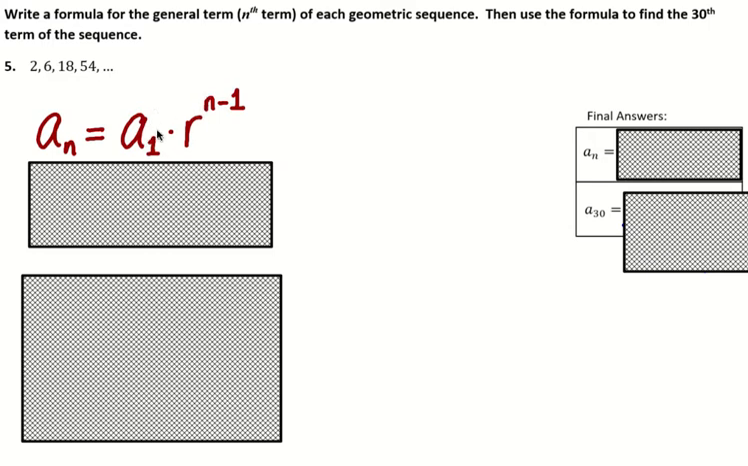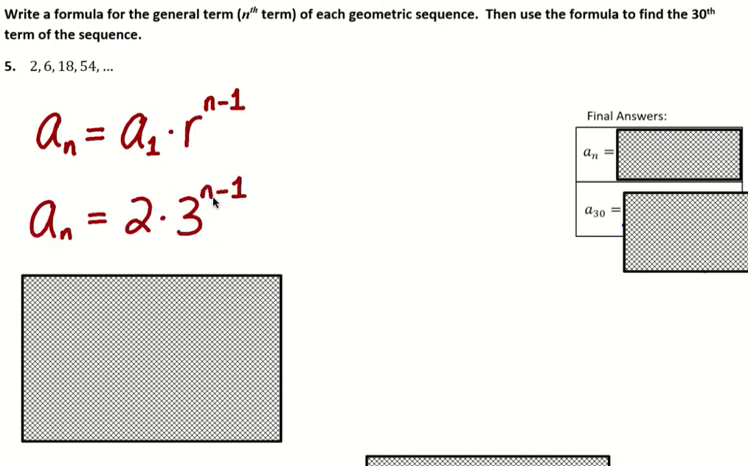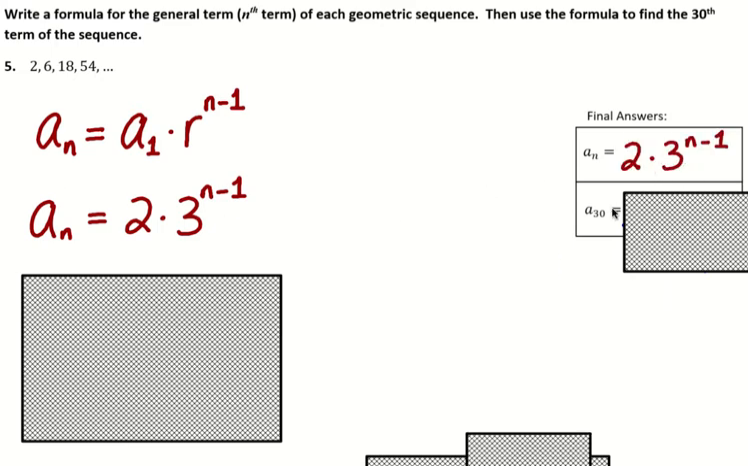You're going to plug in for a sub 1, so 2. You're going to plug in for r, which is obviously what? 3. If we're going 2 and then 6 and then 18 and 54, the common ratio is obviously 3. And if there's any ever doubt, just do the second term divided by the first term, and you get 3. But what you're going to do is not plug in for n yet. And so this is going to be the first part answer. Plug in for a sub 1, plug in for r, but don't plug in for n.